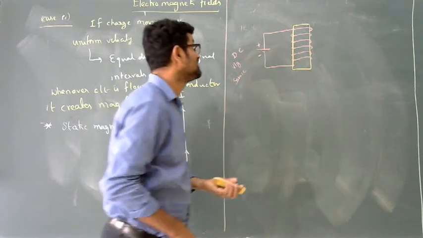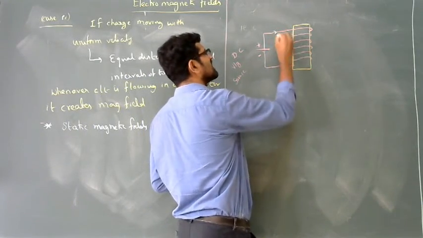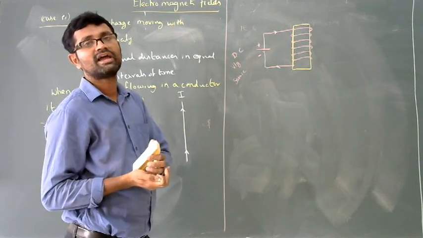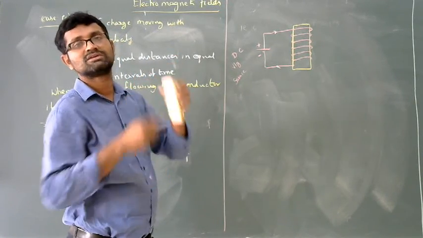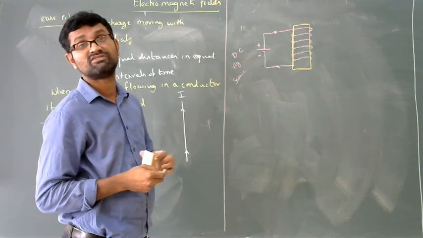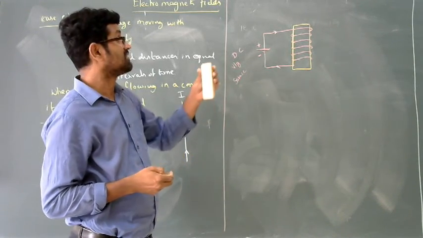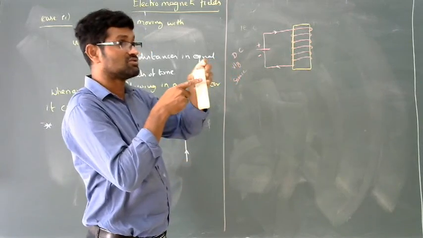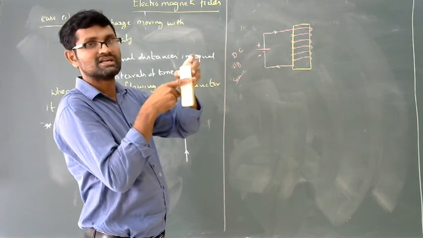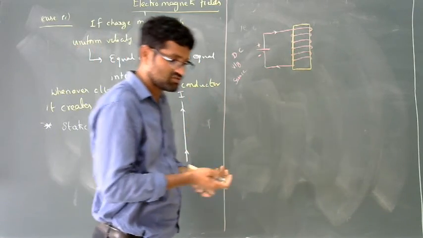Now here, current starts from the positive terminal to the negative terminal. On the iron piece I placed windings. Remember, between the iron piece and the winding some insulation will be provided. That is called varnish paint. Because of the varnish paint, there is no contact between the iron piece and the windings, so there is no short circuit.